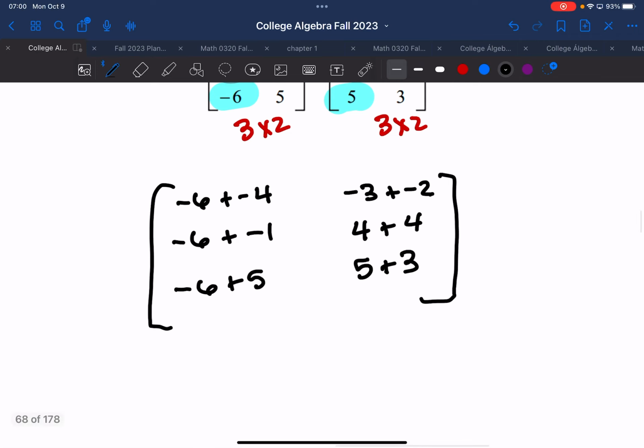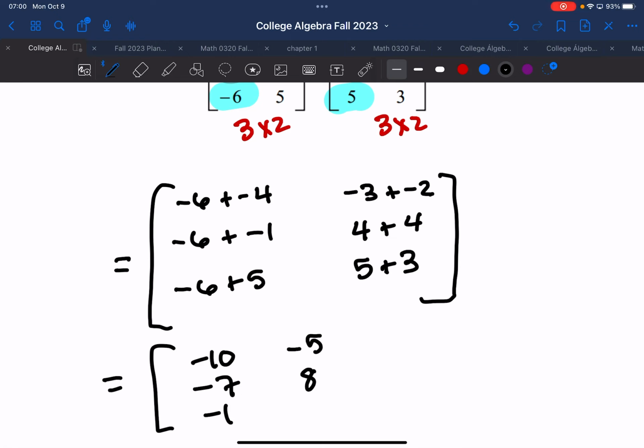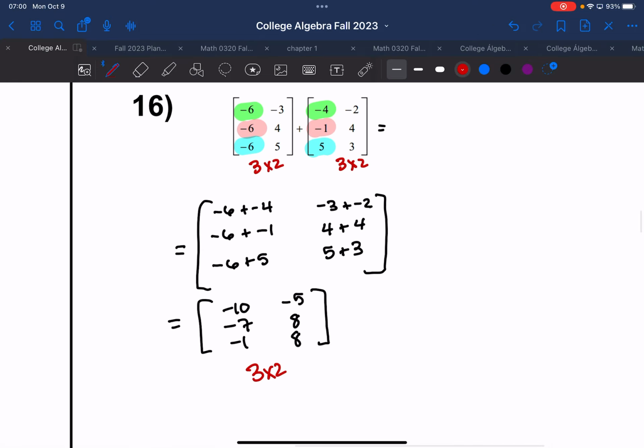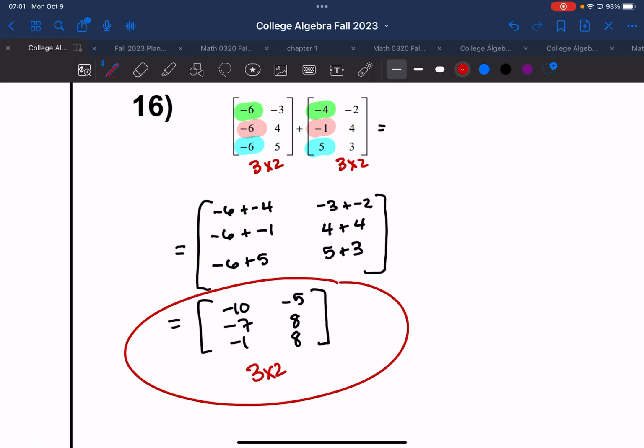Simplifying this, -6 and -4 gives us -10. -6 and -1 gives us -7. -6 and 5 gives us -1. That's the first column. And then -3 and -2 gives us -5. 4 and 4 gives us 8. And 5 and 3 also gives us 8. Okay. So again, this is a 3 by 2 matrix. And that's our answer.